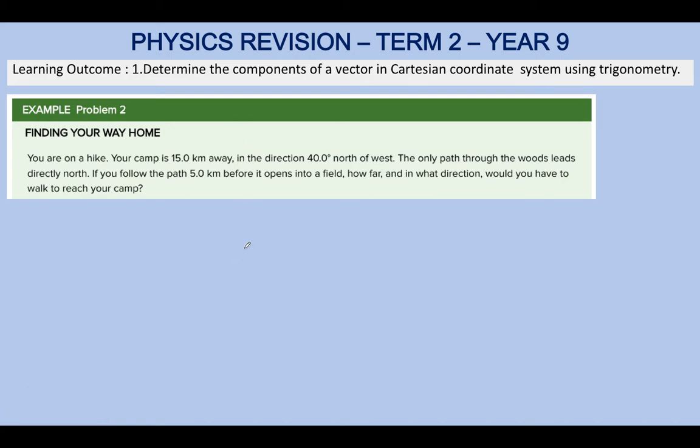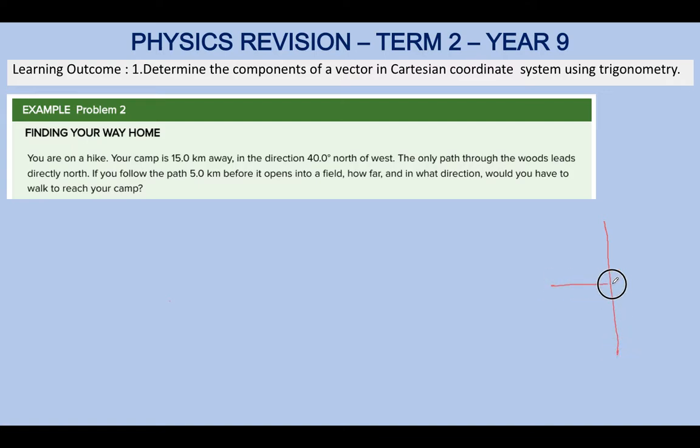Actually, it's a solved question from your textbook, but there is an easier method to solve this. In the textbook, they've used the component method, but I'll show you an alternative, easier way to solve this. Now, let's sketch this one. It says your camp is 15 kilometers away in the direction of north of west.